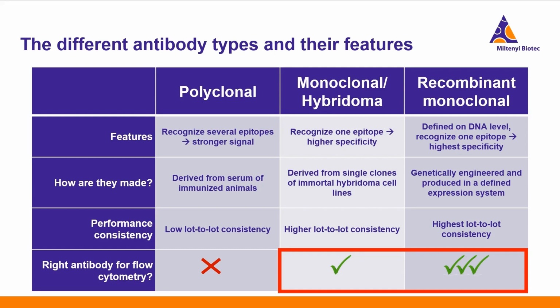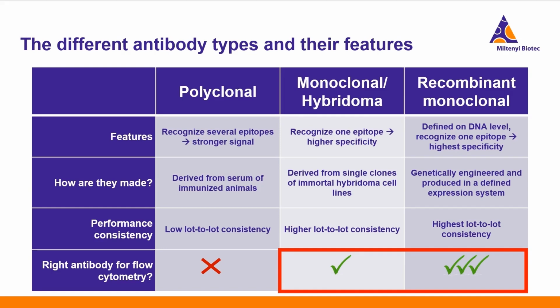Moving on to monoclonal or hybridoma antibodies. These antibodies are produced from single clones of immortalized hybridoma cell lines, which are fused with B cells from immunized animals. As a result, they recognize a single epitope, offering higher specificity compared to polyclonal antibodies.